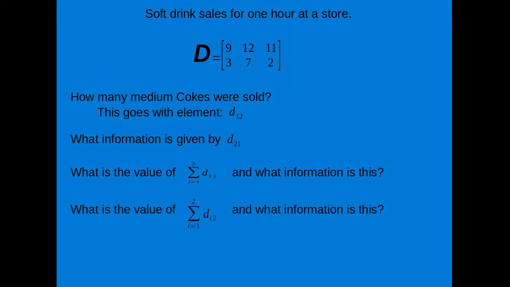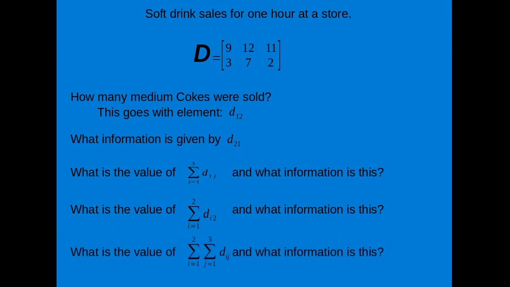So here we have another sigma notation. Here we have i going from 1 to 2, D sub i 2. So this would be in the 2 rows, 1 and 2, but only in column 2. So this would be the number of medium drinks sold, both Coke and root beer, which would be 19. 19 medium drinks sold.